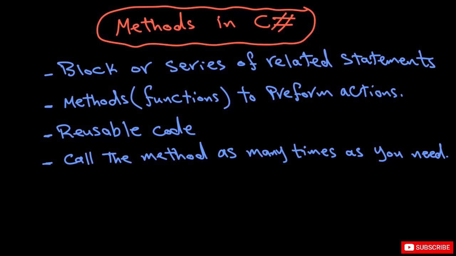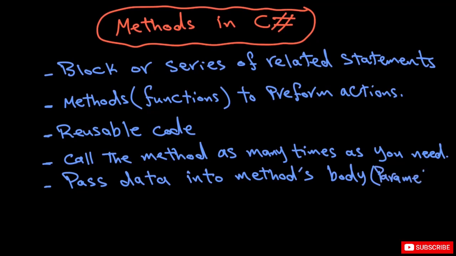One useful feature of using methods in the C# programming language is you can pass data into the method's body by using parameters. And each time you call the specified method, you can pass different values for the parameters of that method.